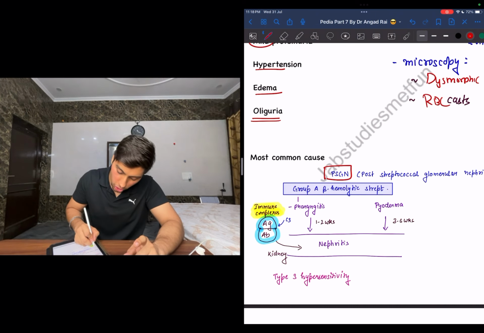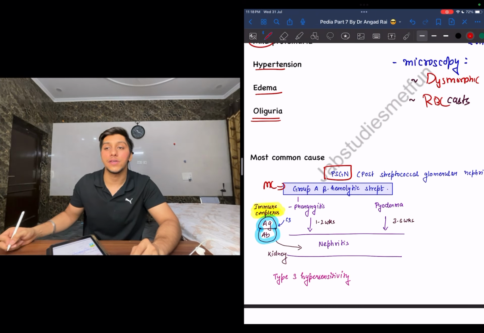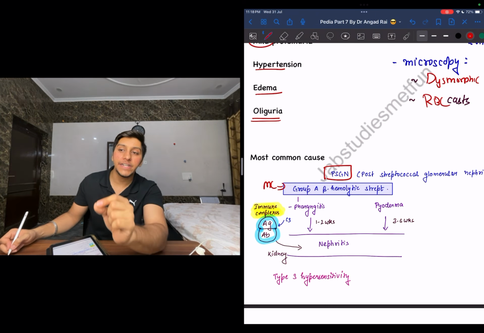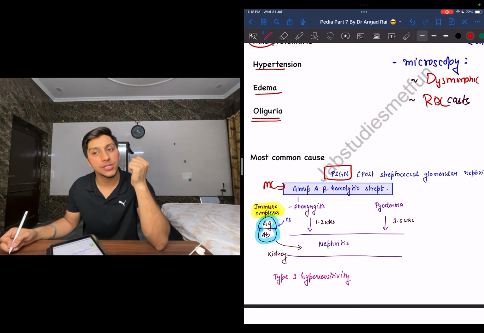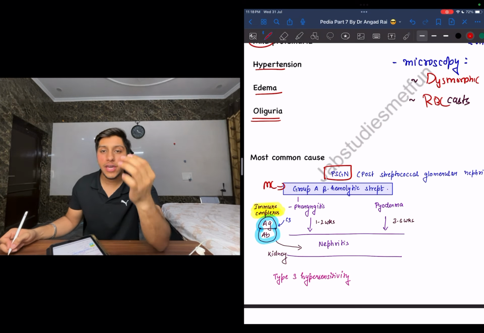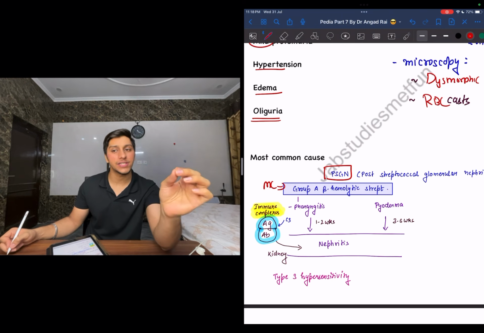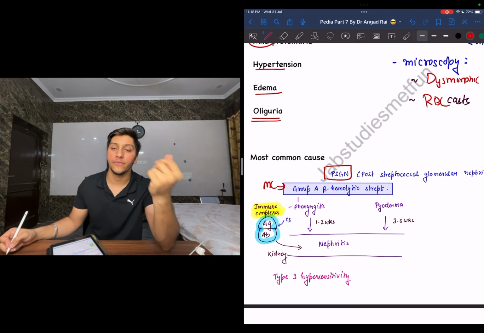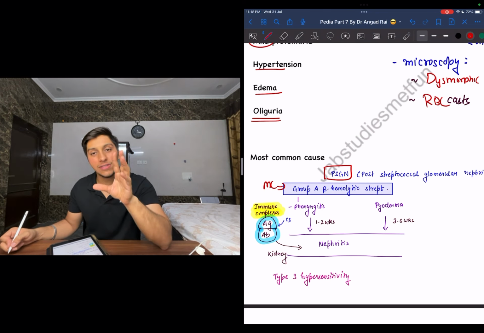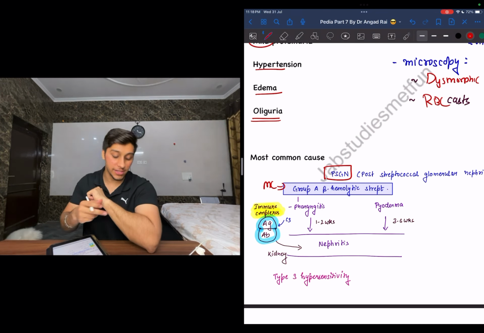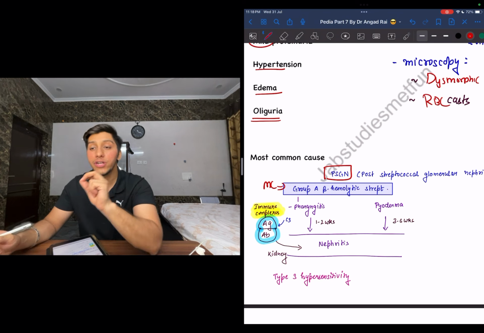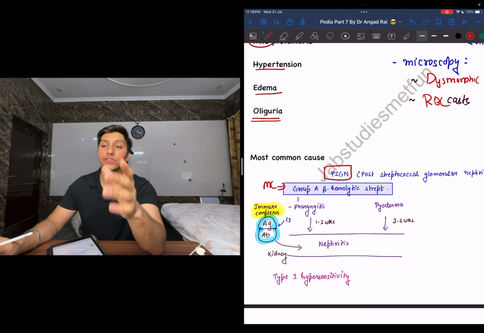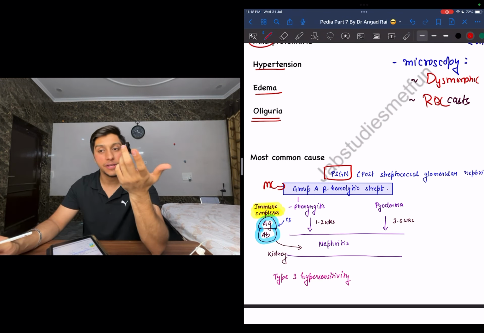What is the most common organism? That is going to be your group A beta hemolytic streptococcal infection. How is it happening? If a person had a sore throat, which is pharyngitis, usually PSGN happens after 1 to 2 weeks of the pharyngitis. But if the same organism is causing a skin infection, that is your pyoderma, then 3 to 6 weeks after the pyoderma, the patient can suffer from PSGN.